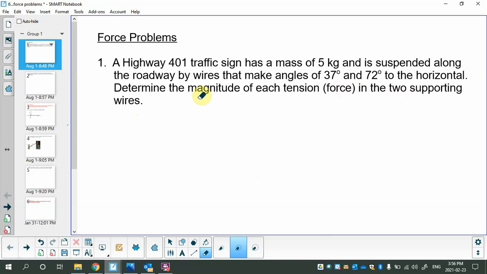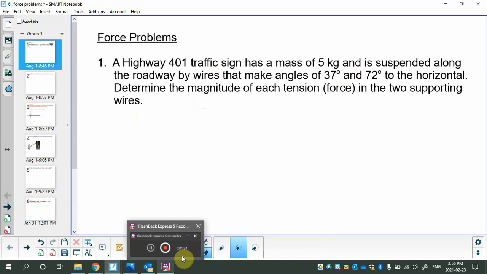So we're not worried about direction. The direction is kind of given to us. We're only worried about magnitude. So we're looking for a number answer. Okay, so let's start the question.